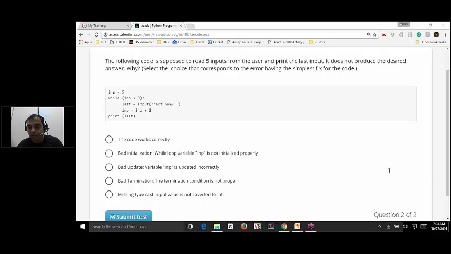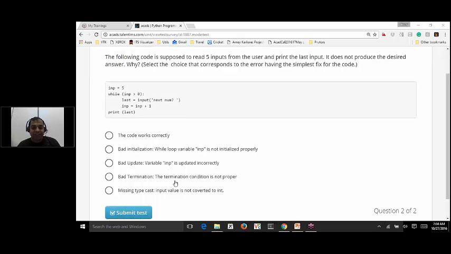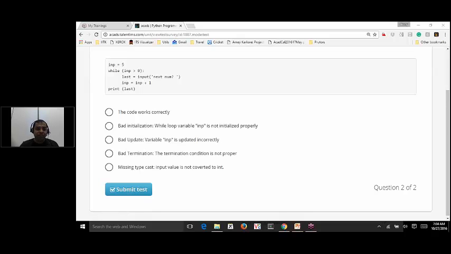Okay, so I think we can move on. In this case, the simplest fix is you change the plus to a minus. For any other changes, for example, you can change inp equal to 1 and then inp less than 5, but that requires two changes. So there are multiple ways to fix it, but the simplest one corresponds to going down instead of going up in the update condition. So we can say bad update. I think that should give us the correct answer.